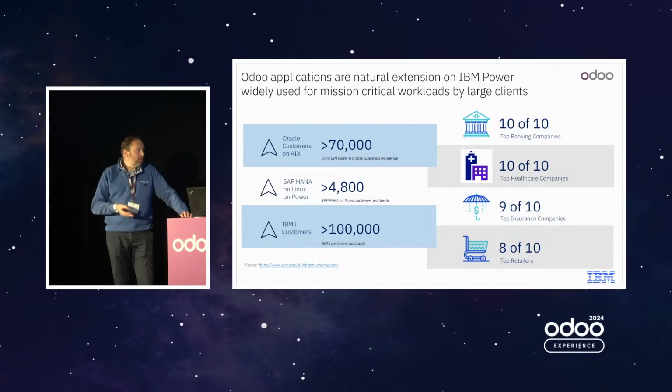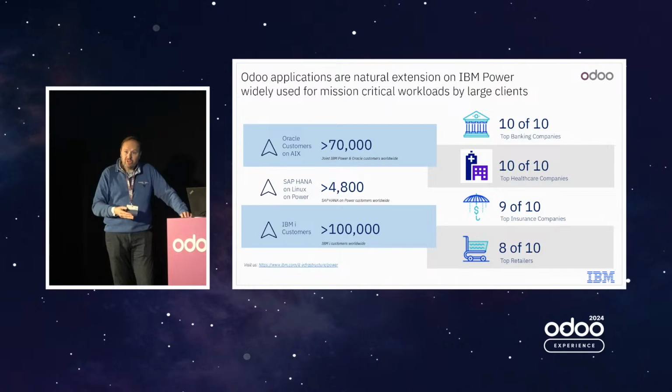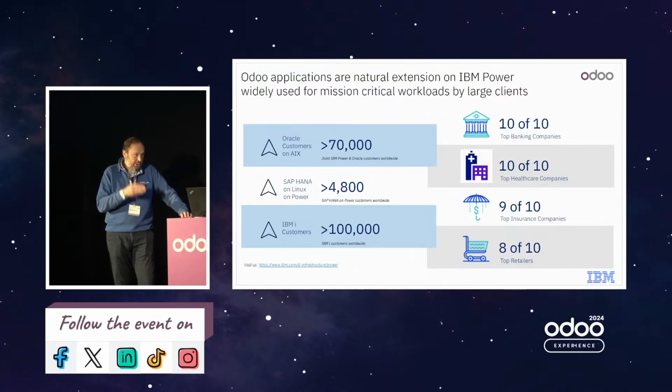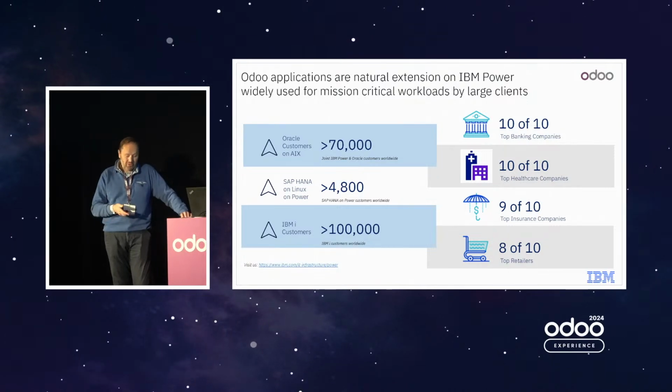So this is important to just make a summary of this presentation. Natural fit between Odoo and IBM. Second, open source. Third, performance and deliver value. Definitely it is the purpose of this presentation.